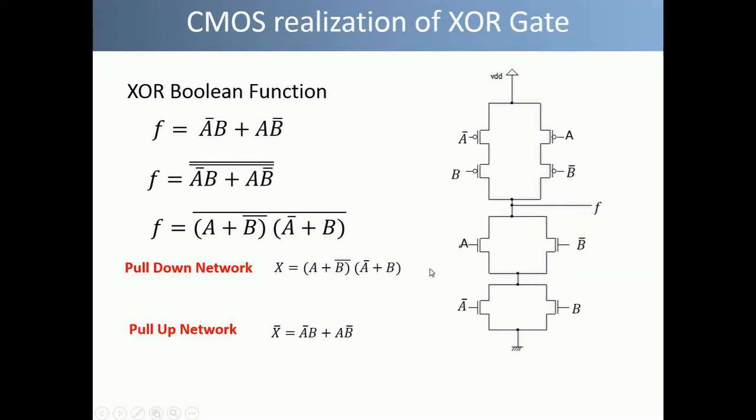Here A plus B complement corresponds to two NMOS transistors in parallel. A complement plus B also corresponds to two NMOS transistors in parallel, and the AND operation between these two terms corresponds to a series connection of these group of transistors. Similarly, in the pull-up network, A complement B corresponds to two PMOS transistors in series which are in parallel with the other group of transistors that implement AB complement.